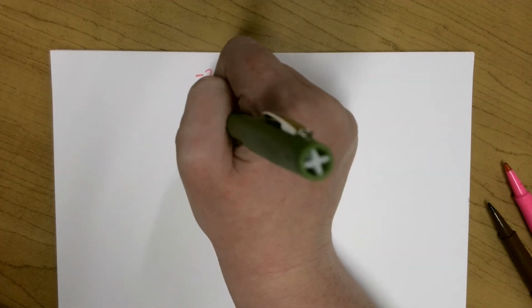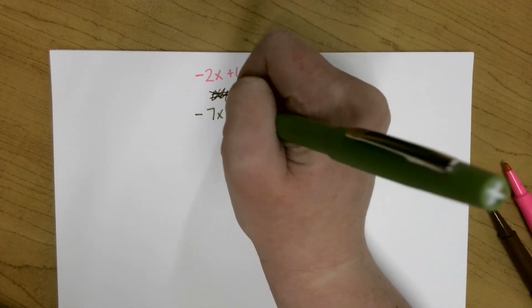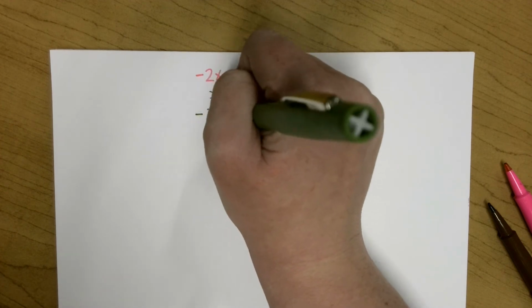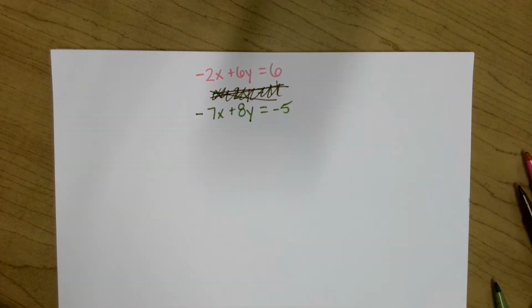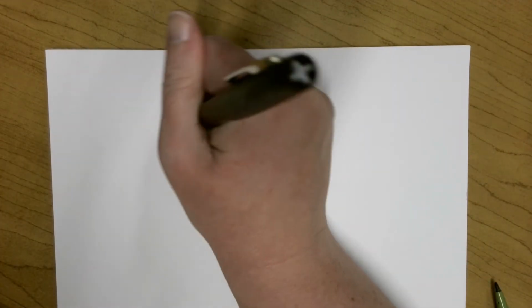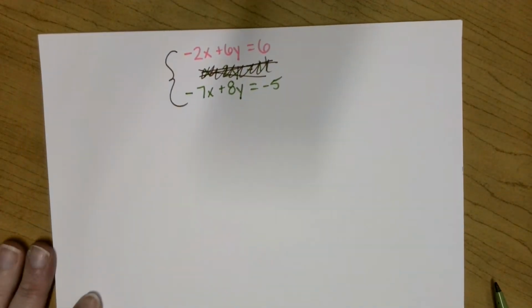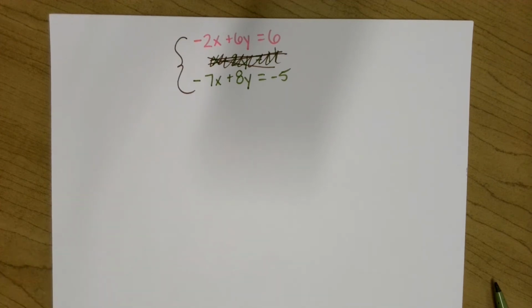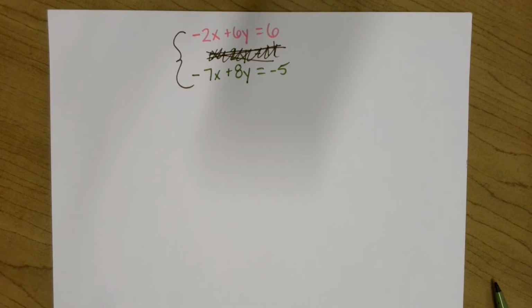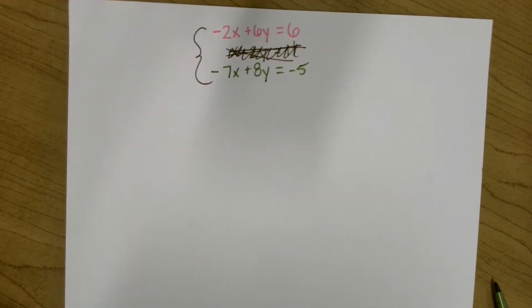Sorry, the correct equation is -7x plus 8y equals -5. Okay, here's my system. Here's my correct system. Okay, if you notice, just like the last problem, I don't have a variable by itself, so I don't have x equals or y equals. But unlike last time, all four variables, everything has a coefficient. There's a number with everything. So this is going to be a lot of fun.